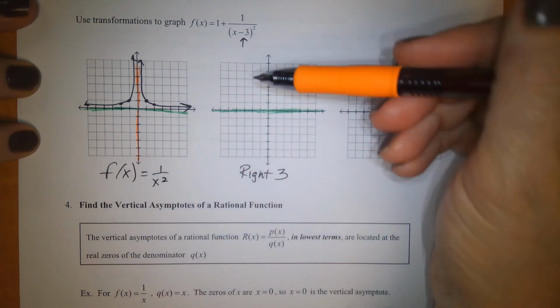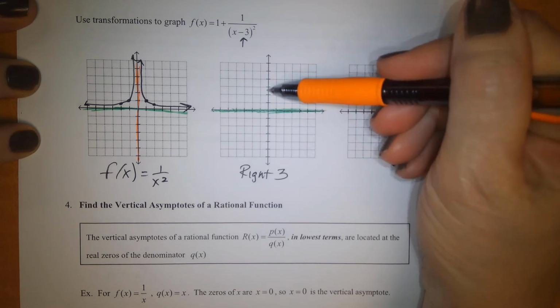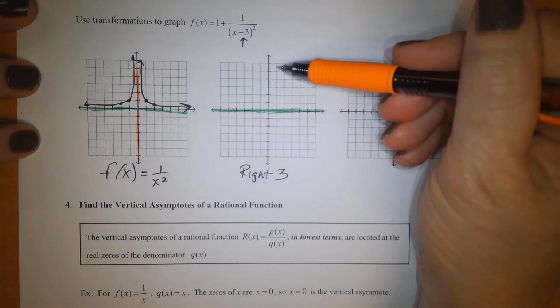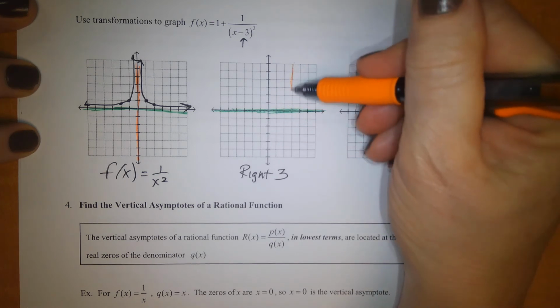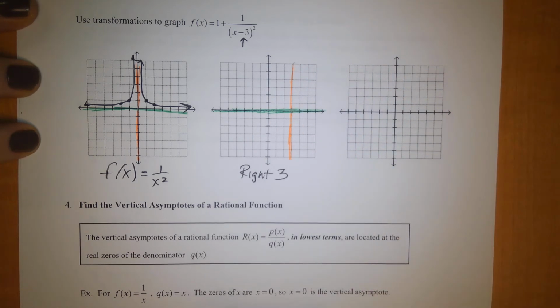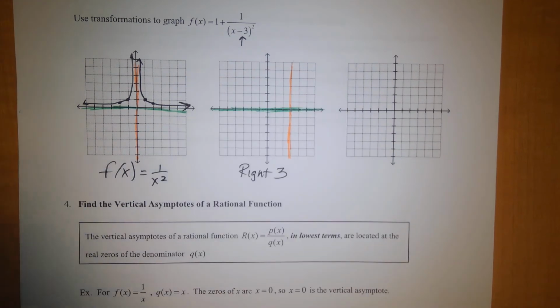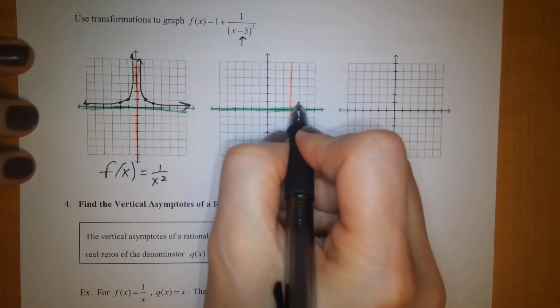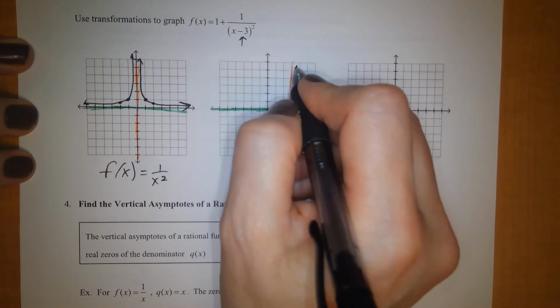The vertical asymptote, however, if it was on the y-axis and I move it right 3 units, well, now it's going to be located right 3 units over here. So my graph has moved over here.